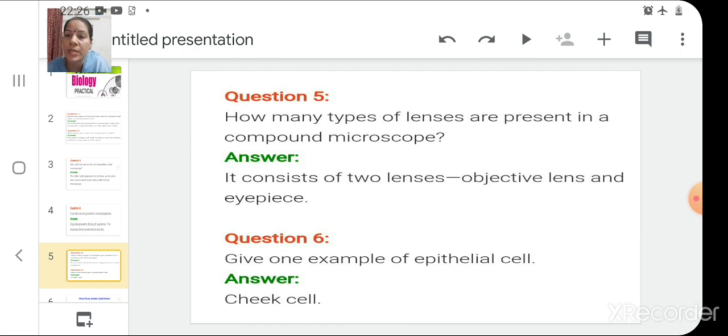Now the next question is, give one example of an epithelial cell. There are so many examples of epithelial cells which we have already studied during our explanation sessions. But when we are talking about epithelial cells in practical, especially when you are making a slide with a cheek cell, then your first spontaneous answer should be cheek cell. So cheek cells are a kind of epithelial cells.